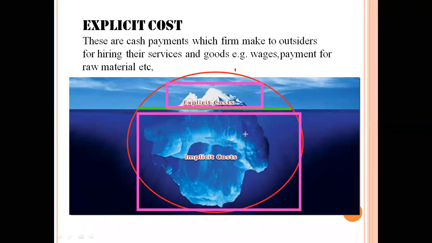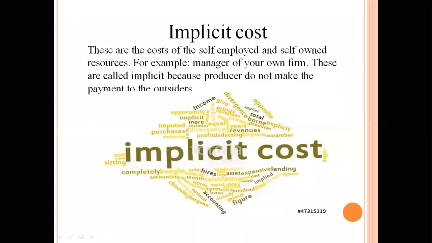But what will be the implicit cost? Just opposite. The implicit cost will be the cost which we are not paying to the outsiders. So let's see what implicit cost is now. Implicit cost is simply the cost of self-employed and self-owned resources. That means we are not paying it to outsiders. This is the cost of our self-employed or self-owned resources.